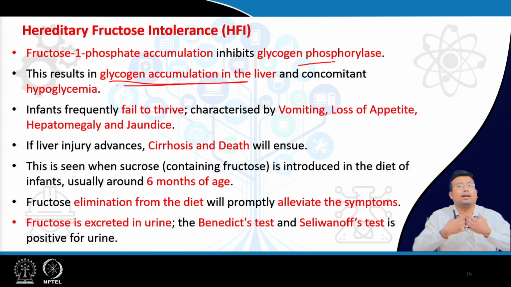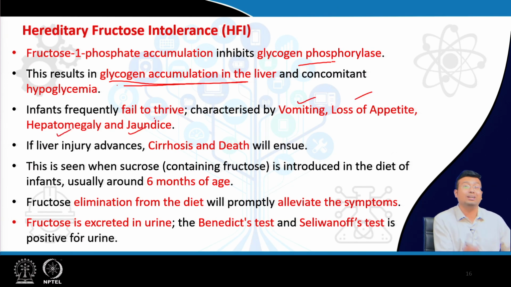So, if glycogen cannot be broken down, it is accumulated in the liver and leads to the formation of hypoglycemia as well as hepatomegaly. The baby with hereditary fructose intolerance cannot thrive. Okay, so there is vomiting, loss of appetite, hepatomegaly and jaundice. The reasons are same as galactosemia. Okay, this is the beauty of metabolism. If you understand one concept, the next concept will be very clear.